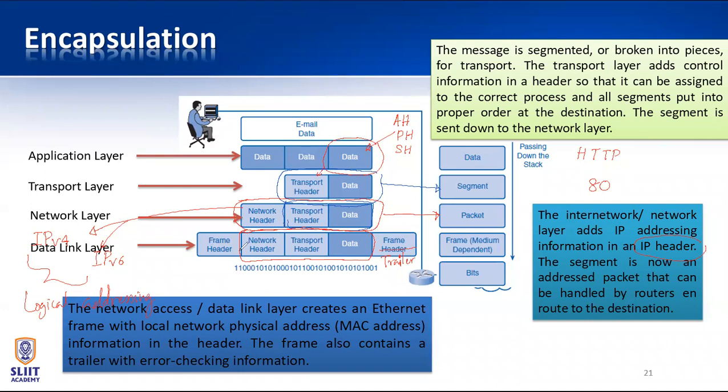Now, from the data link layer, we added more, a header and a trailer. So when you have a frame header and a trailer, we call this whole unit a frame, right? So this whole unit, including the header and the trailer, is called a frame, right? So what's inside this frame header?